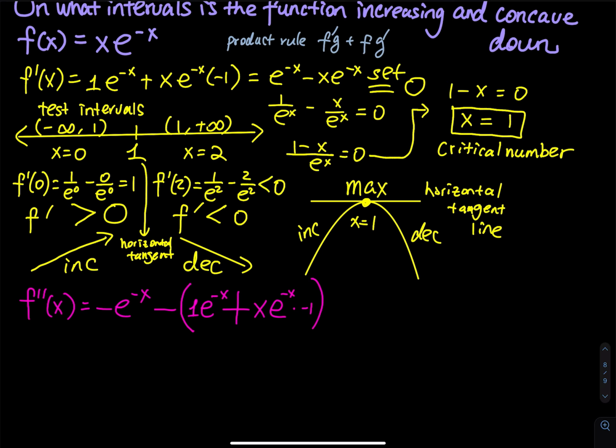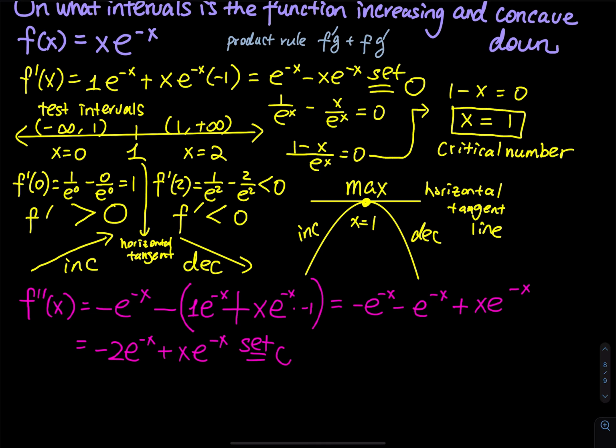So what is that equal to? That is equal to negative e to the negative x. And then we subtract e to the negative x. And then we minus, then we get a plus x e to the negative x. So we have negative 2 e to the negative x plus x e to the negative x. And then we set that equal to 0. This is similar to the first derivative. We set that equal to 0 to solve for x, and that x is a critical number.